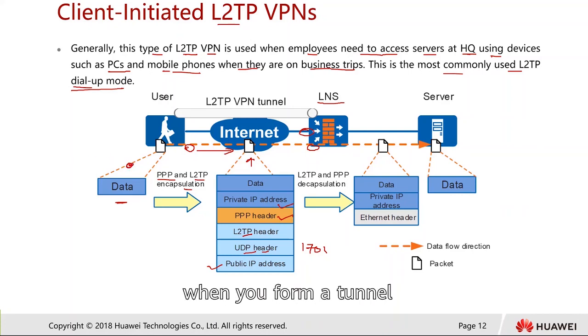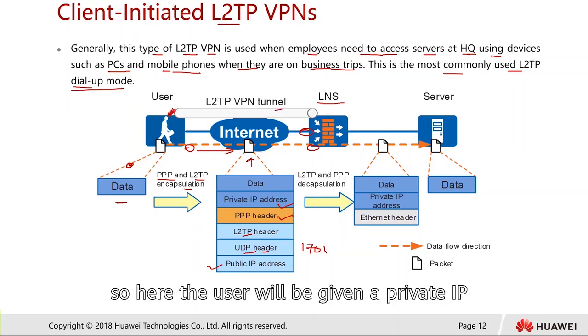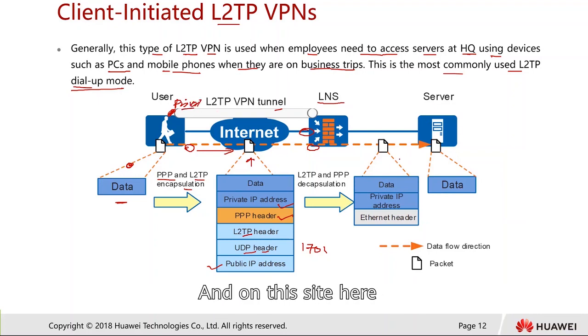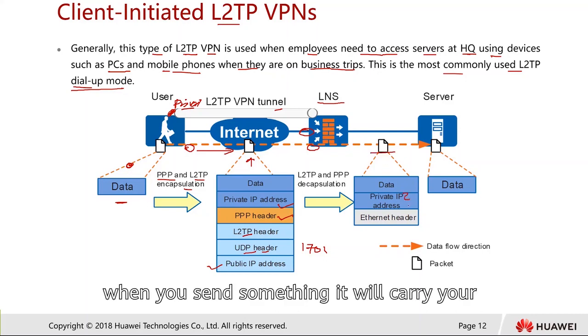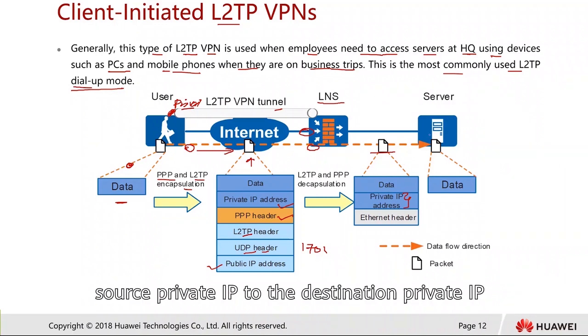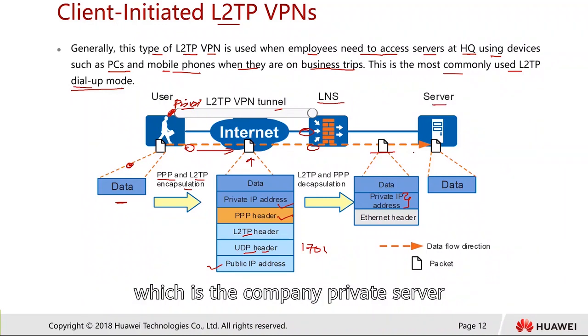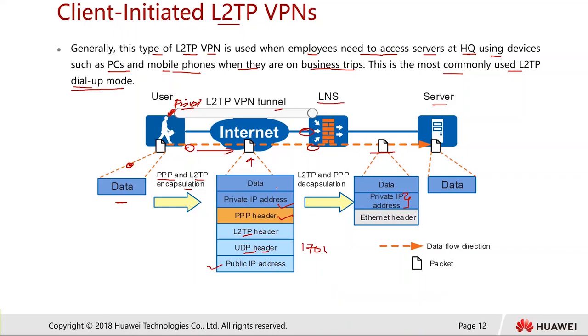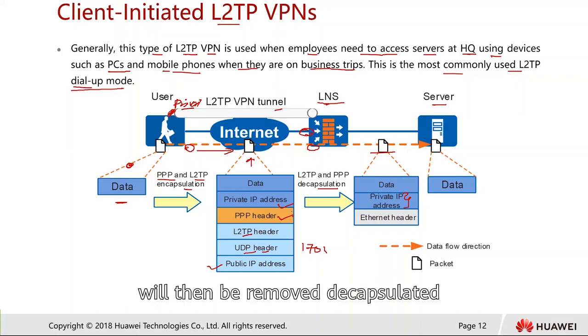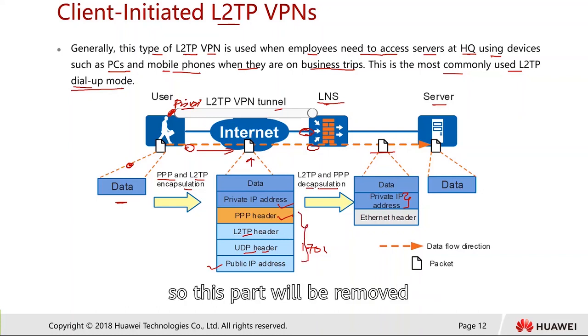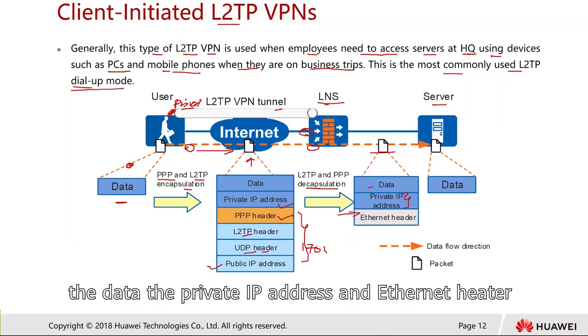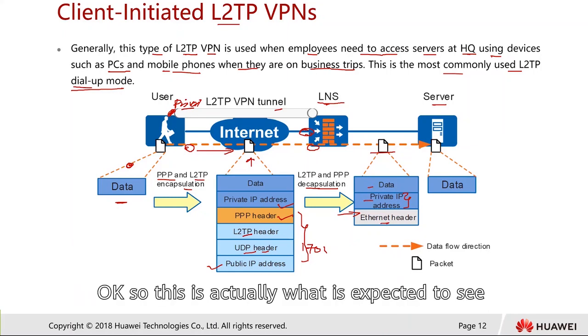Then we have the private IP address. Private IP basically means that when you form a tunnel, the user will be given a private IP. When you send something, it will carry your source private IP to the destination private IP, which is the company's private server. Once the packet arrives at the LNS, the two headers will be removed, decapsulated. After that, from this side, we can see the data, the private addresses, and the Ethernet header. This is actually what is expected to see.